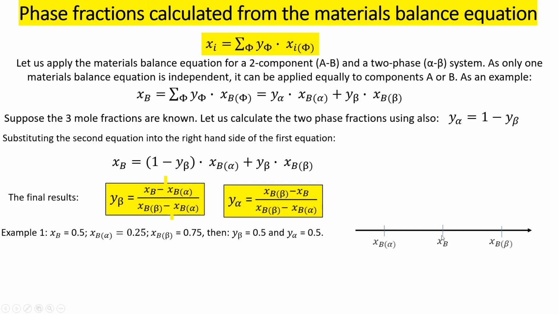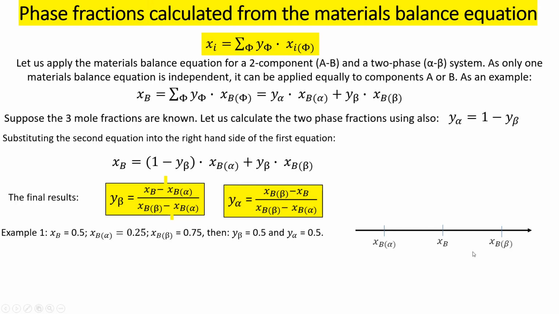And actually because the materials balance equation is nothing else as averaging the mole fractions of different phases, and the weight of this averaging is of course the phase fraction. Okay, so that's why this big average will give to you just the middle value if you have 50-50 of the two phases.